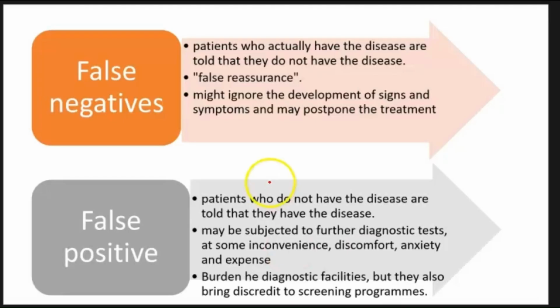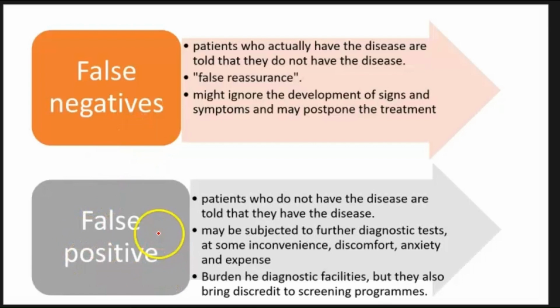Problems can arise if we diagnose the patient as a false negative or false positive. What is the meaning of false negative? It means they are actually having the disease, but we have told them that they do not have the disease. We have given them a false reassurance. So the patient might ignore the development of signs and symptoms, so he may postpone the treatment. Or if he is having any kind of high risk behavior, he may continue that behavior because he thinks that he is not having any kind of disease.